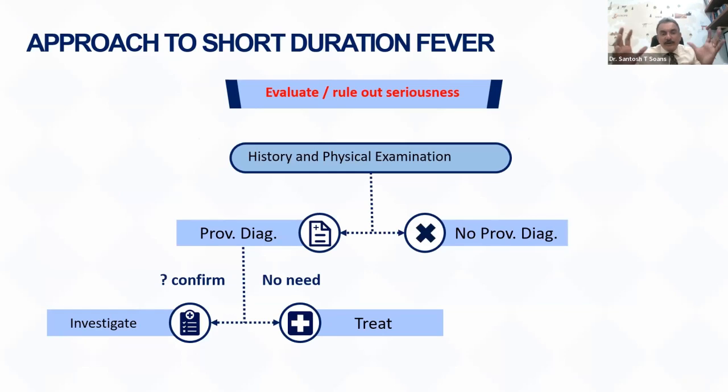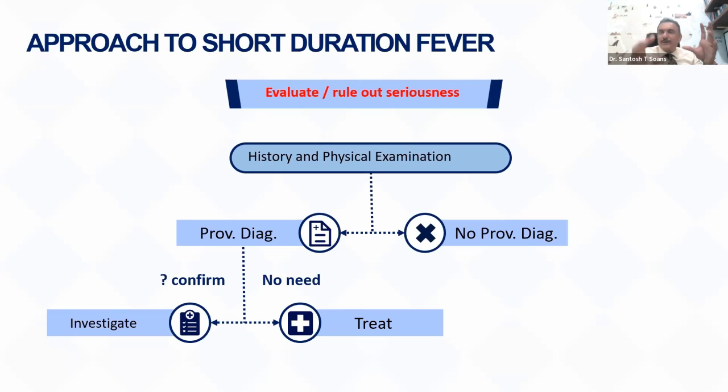It is very important for us to look at short duration fever, because 70% of the fever that comes to you is of short duration: fever for 3 days, 2 days, 5 days, like that. Short duration fever means less than 7 days. So it is very important that we evaluate and rule out seriousness. If you have attended my earlier class on how to evaluate the seriousness of illness, a child who's fine will be jumping around.